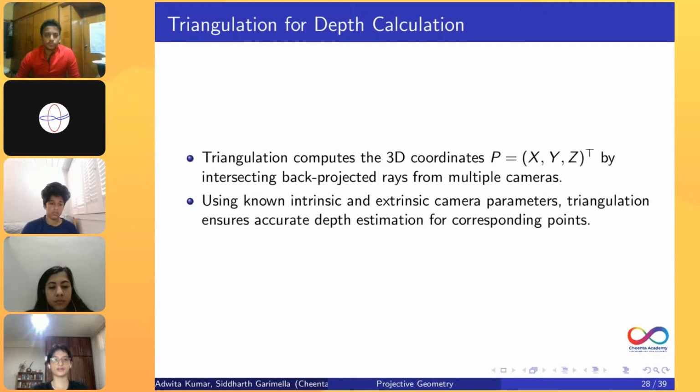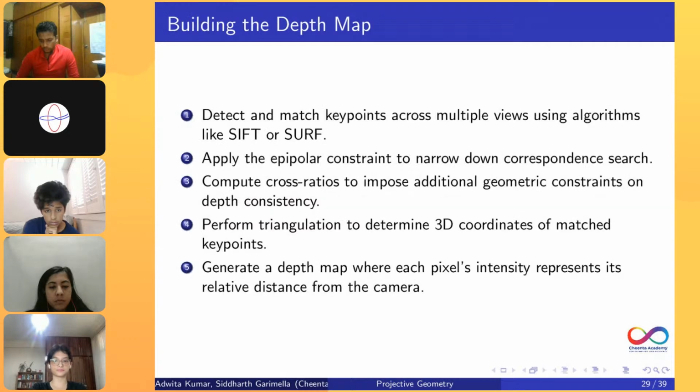Okay, so triangulation for depth calculation. Triangulation was one of the methods mentioned earlier, but it's more in depth here. Triangulation computes the 3D coordinates P equals (x, y, z) to the power T by intersecting back-projected rays from multiple cameras. Using known intrinsic and extrinsic camera parameters, triangulation ensures accurate depth estimation for corresponding points. Next slide, please.